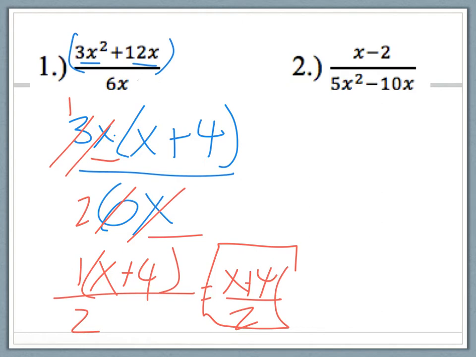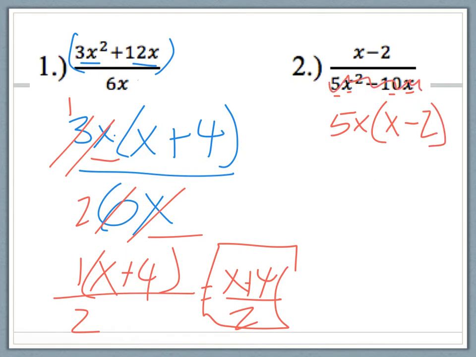On the bottom, I noticed that I can take a 5 out of both of these, and they both have an x that I can take out. So we can take a 5x out, and if we do that, we're going to be left with x minus 2. Okay, and I don't need this anymore.